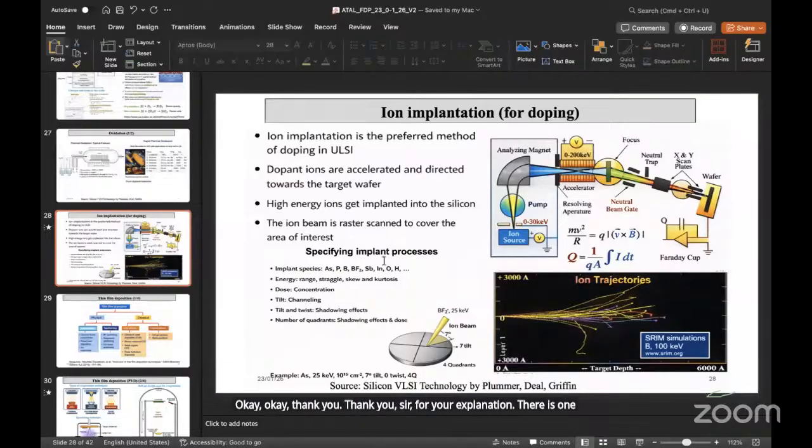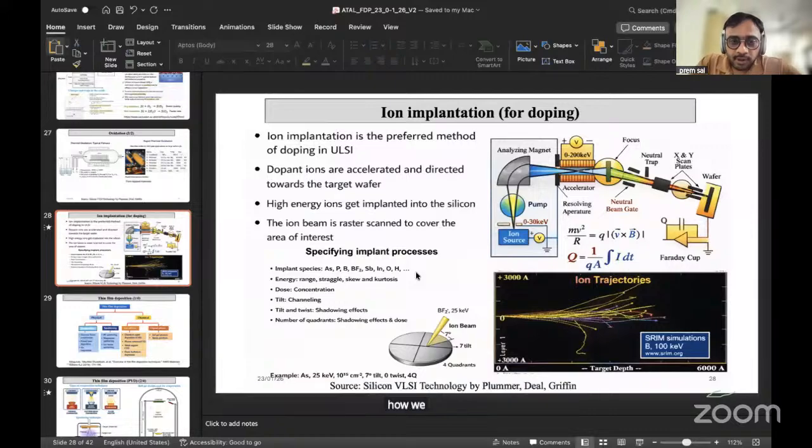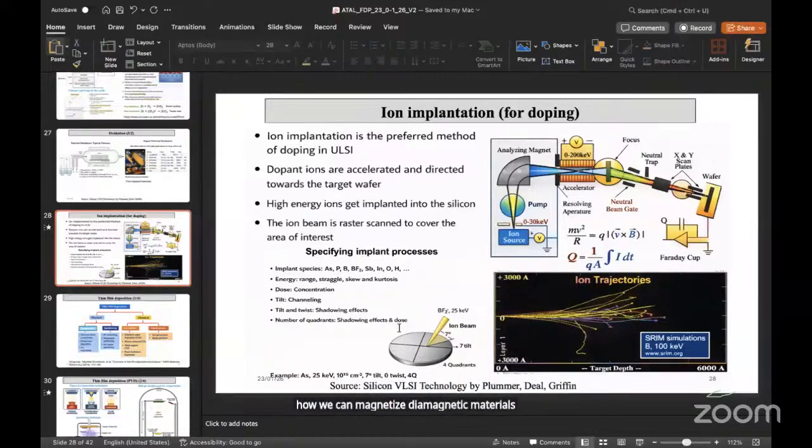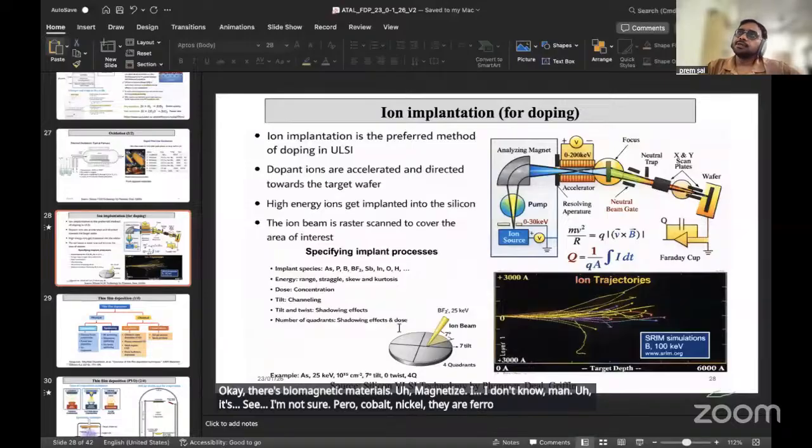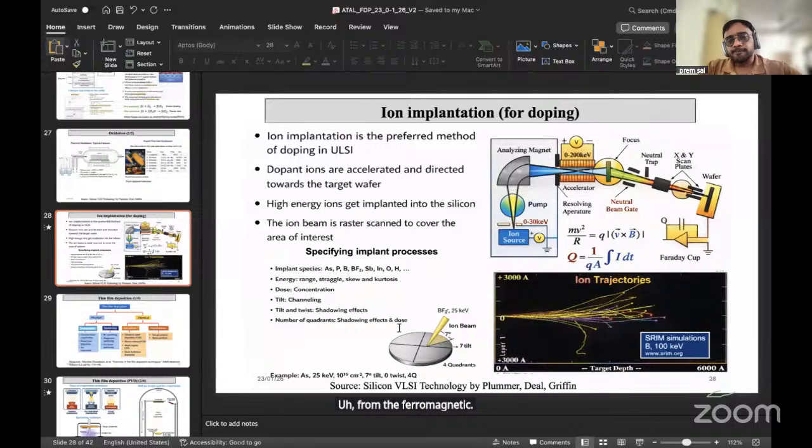There is one more question, the last question, from Rama Shankar: how can we magnetize diamagnetic materials via fabrication methods? Okay, diamagnetic materials, magnetize. I'm not sure. Cobalt and nickel are ferromagnetic. You can transfer torque into that using some oxide, from the ferromagnetic material. But via fabrication methods, I don't have any other idea. Maybe I can send you some reference. The spin people would be able to answer it.